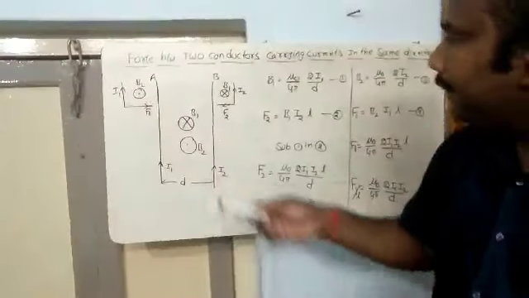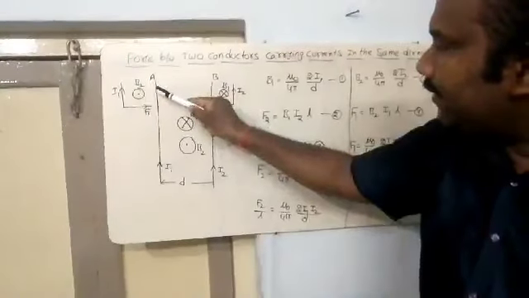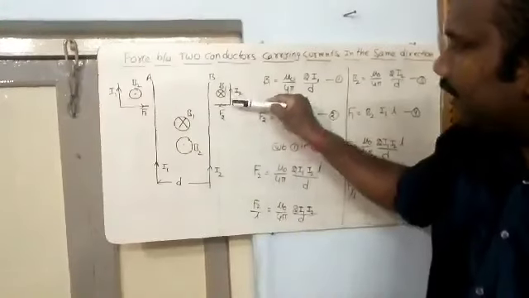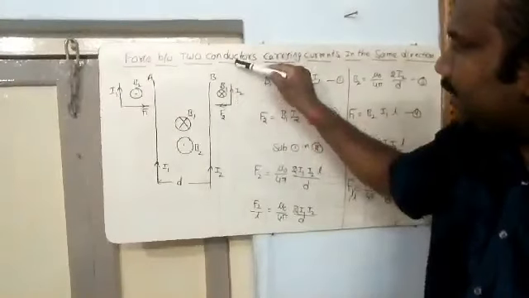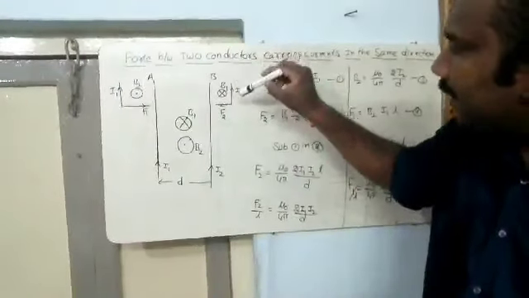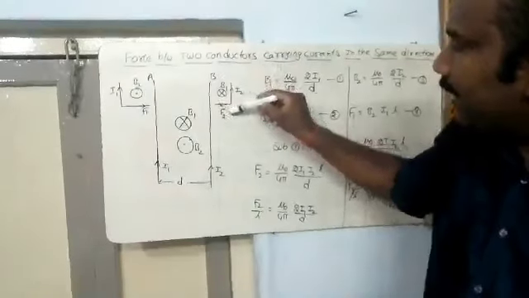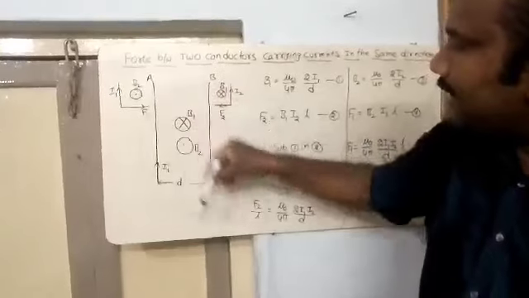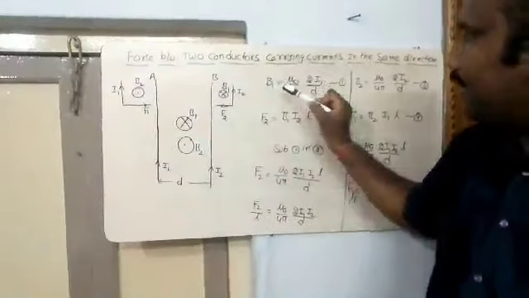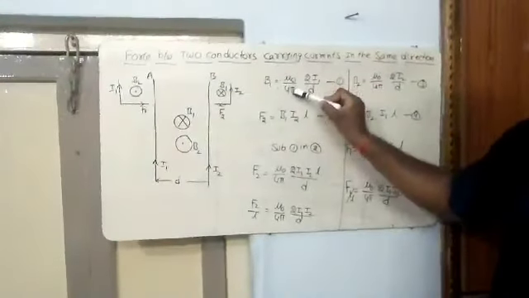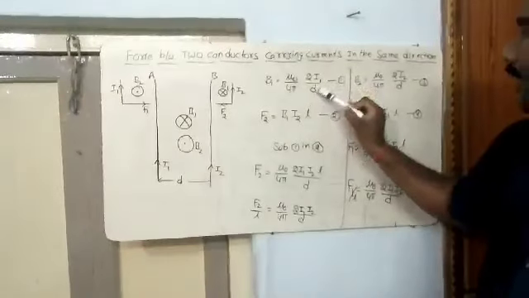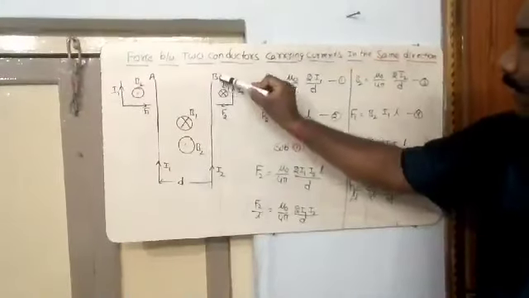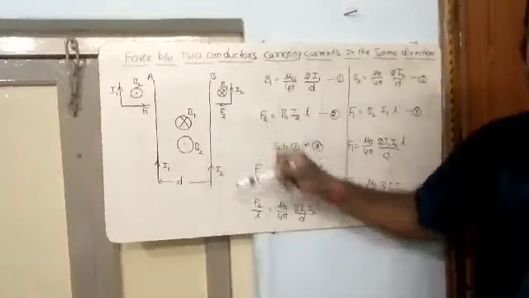Now see here, the conductor A creates the magnetic field which is acting on B, that is B1 here. Now current is passing in this direction and field is acting in this direction. From Fleming's left hand rule, this force is acting towards A. And similarly, the equation I am writing, B1 is equal to mu naught by 4 pi into 2 I1 by D, that is 1. And because of this magnetic field, the conductor B will experience a force.